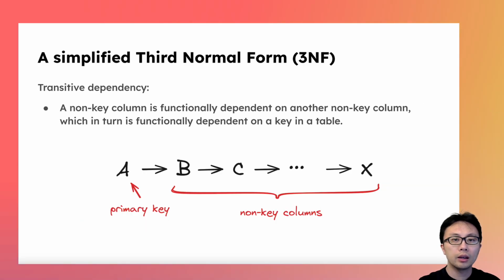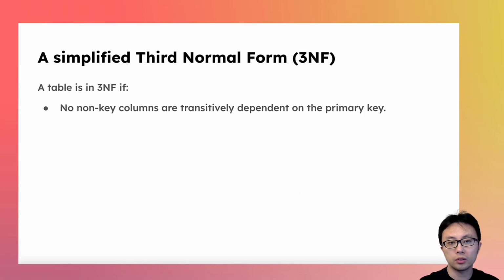Okay? Now to transitive dependency. It means a non-key column is functionally dependent on another non-key column, which in turn is functionally dependent on a key in the table. Now you know what transitive dependency is. Let's go back to the issues the third normal form aims to address. I mean the simplified version of the third normal form. If a table contains transitive dependency, it means trouble. It means that the table violates the third normal form and needs to be fixed.